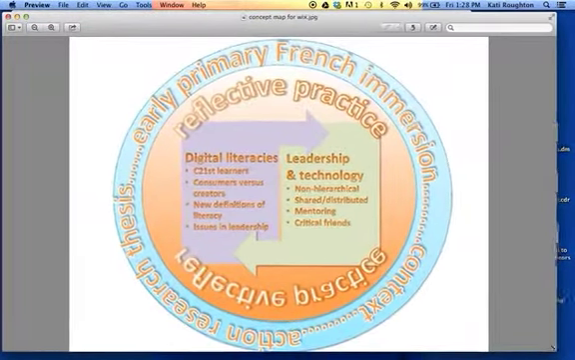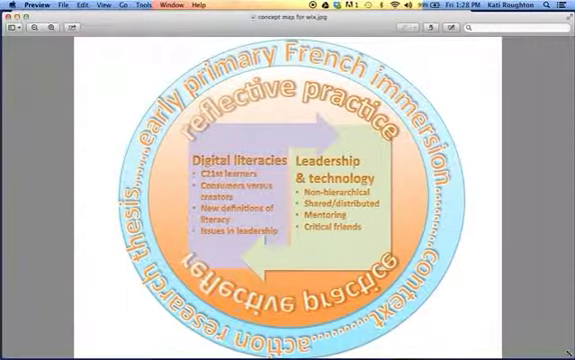This graphic is a simplified illustration of how the structure of my portfolio came together. In the outer circle, you'll see it says primary French immersion. That's the context within which I work, and therefore it was logical that the courses that I chose and the additional learning that I undertook was reflective of that context. And it is for that reason that in that same circle you'll see it says action research thesis.